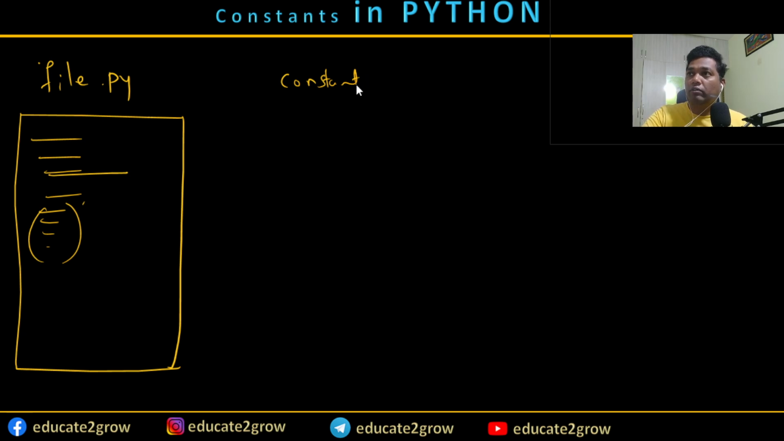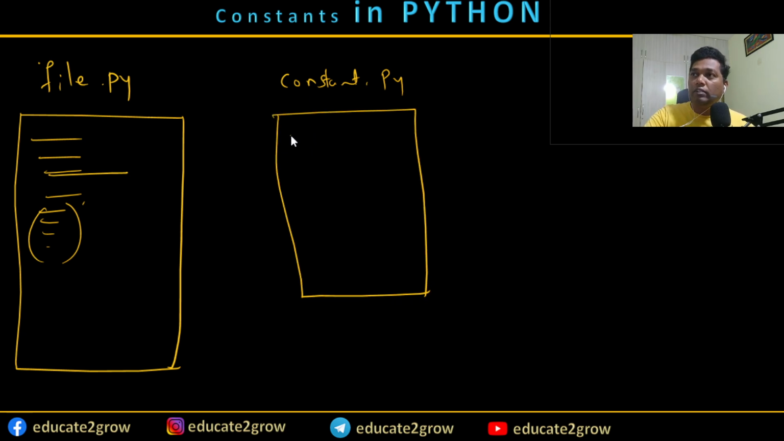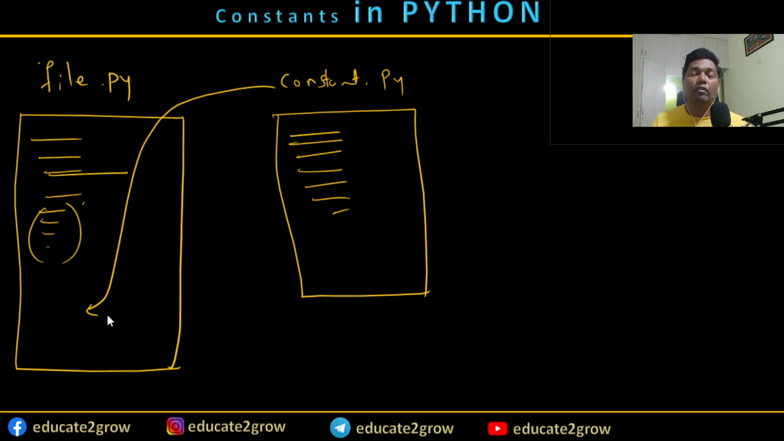I would write a constant.py, another file. In that file I will write just the constants, all the constants which I want to use in the future in any of the programs. So I'm going to call this one inside here. I'll show you this in the program.